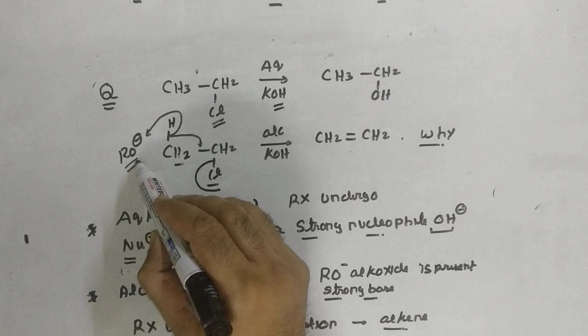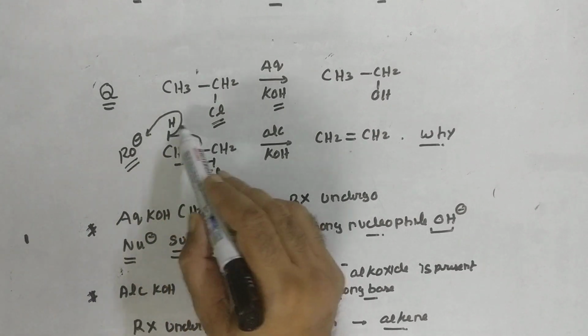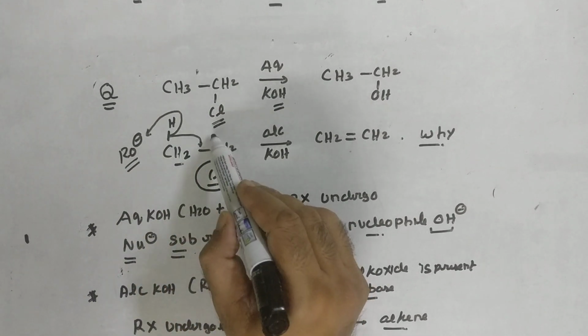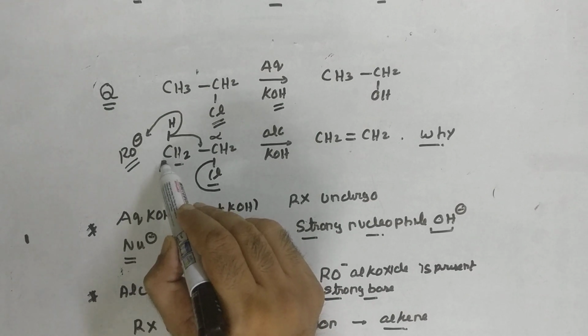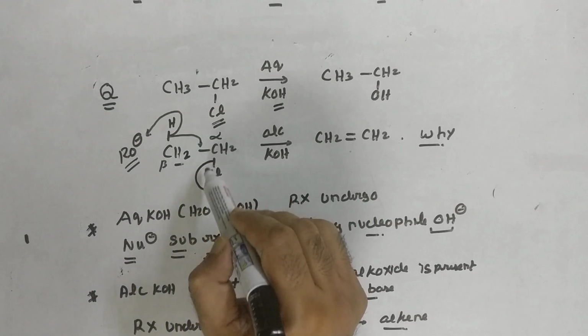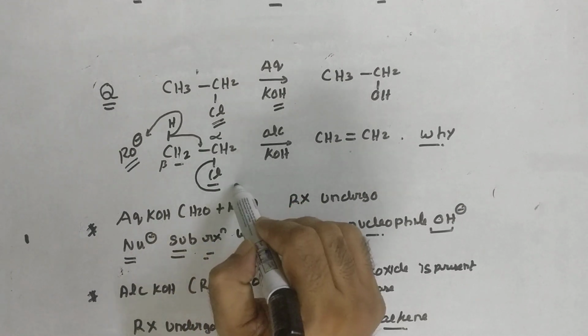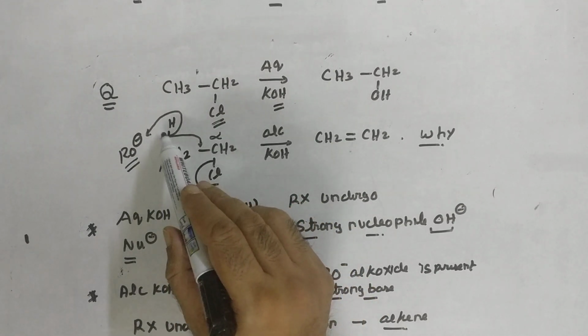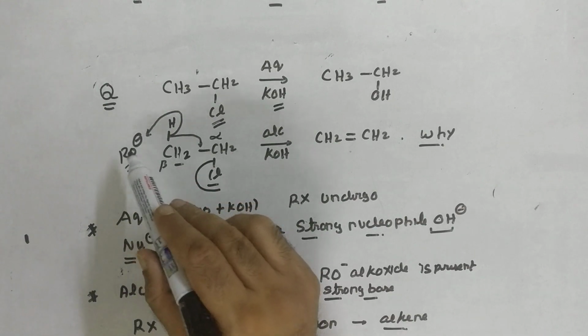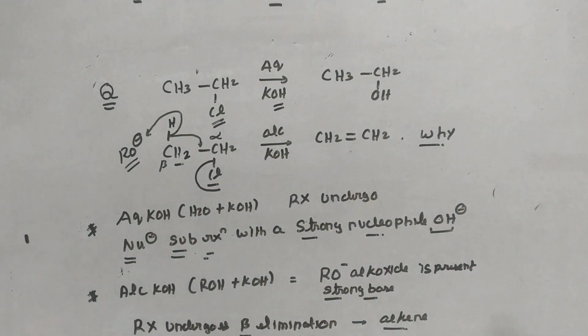RO minus removes the H plus from the beta position. This is the alpha carbon and this is the beta carbon. What is the alpha carbon? The carbon attached to the functional group is called the alpha carbon. So from here the halogen gets removed, and from the beta carbon the hydrogen is removed by RO minus. So a strong base causes beta elimination reaction and you get nothing but the formation of an alkene.